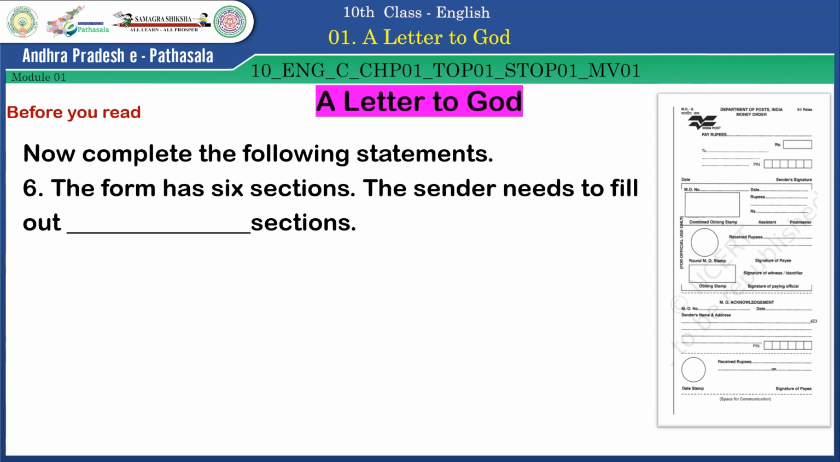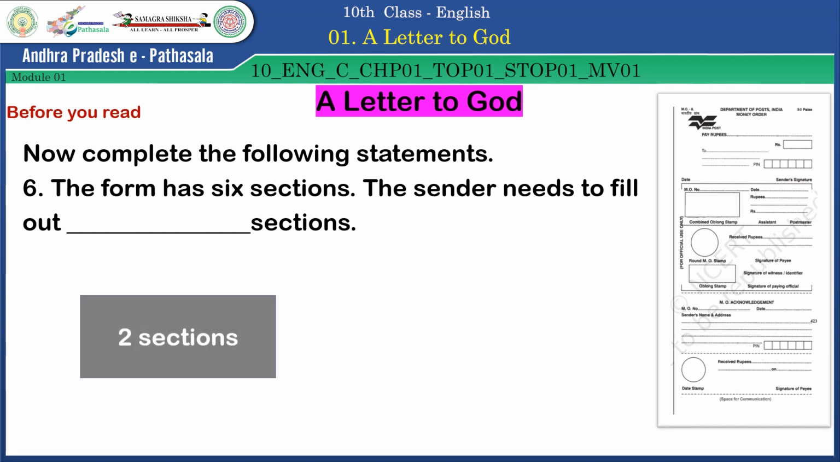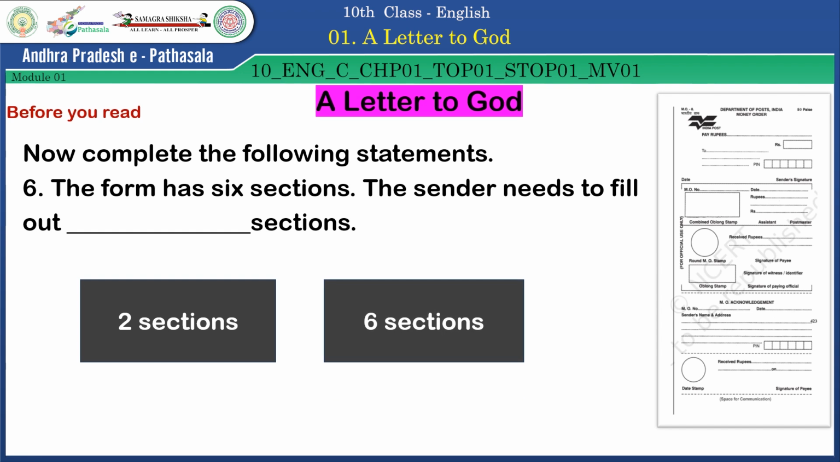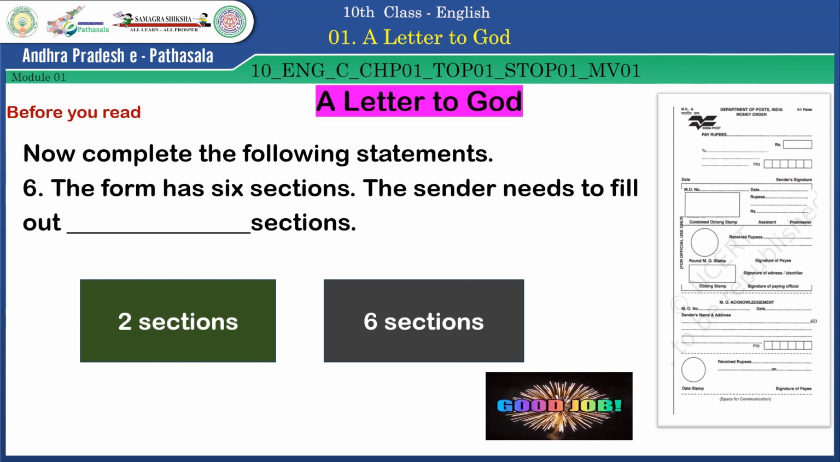The form has 6 sections. The sender needs to fill out dash sections. So how many sections the sender needs to fill? That's the question asked. The options given are 2 sections, 6 sections. What's the right answer? Yes, 2 sections is the right option. Good job. Now, we will move on to reading the important concepts of the story in a sequential manner.